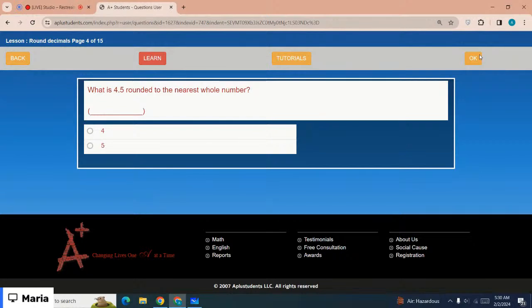What is 4.5 rounded to the nearest whole number? So, which is the correct option? 4.5 is rounded to which whole number? Yes, 4.5 is rounded off to 5.